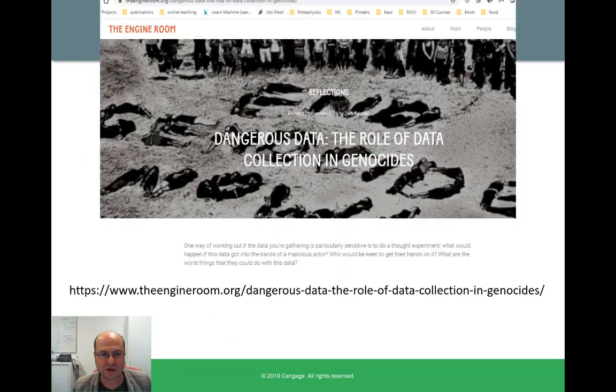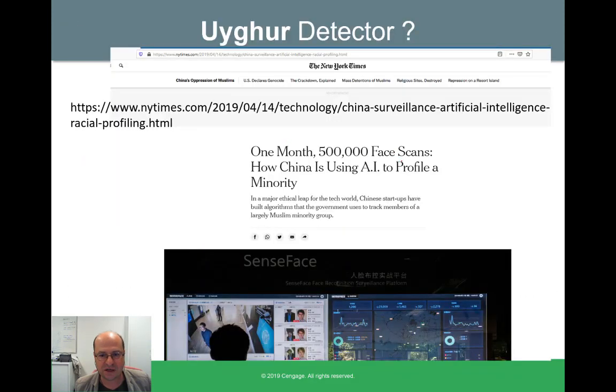And that's what the government of China did. In 1 month, 500,000 face scans, how China is using AI to profile a minority. And so they have a kind of Uyghur detector. It's AI. So analyze the ethics of that using the paramedic method that we just learned.